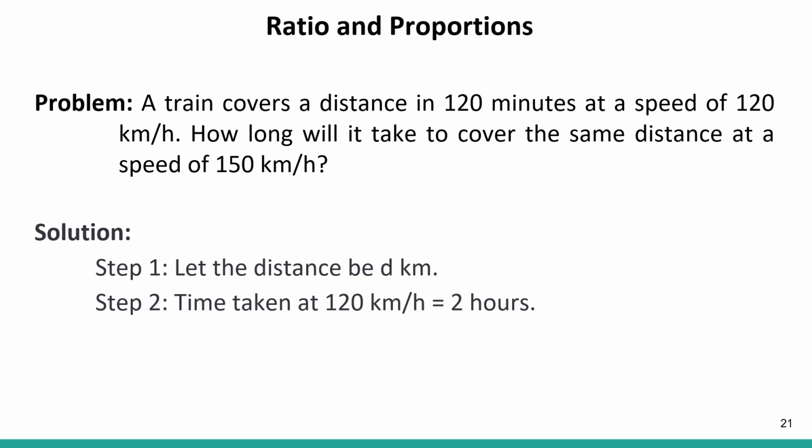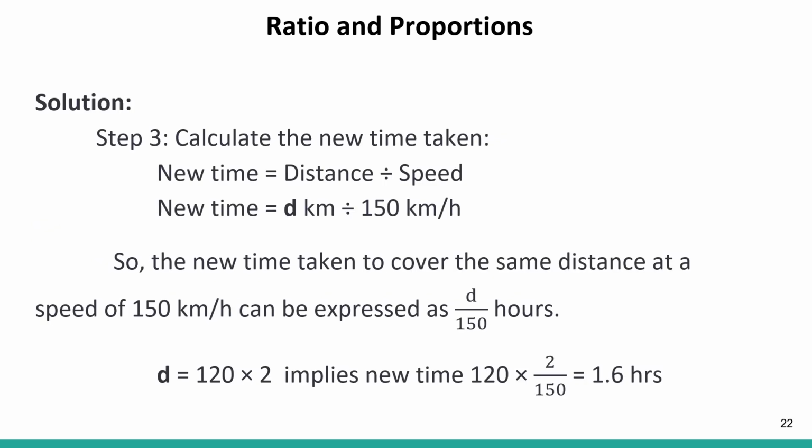So let the distance be d kilometers. Time taken at 120 km per hour is equal to 2 hours. Now calculate the new time, which is distance divided by speed. So d kilometers by 150 km per hour. The new time taken to cover the same distance at a speed of 150 km per hour can be expressed as d by 150 hours.